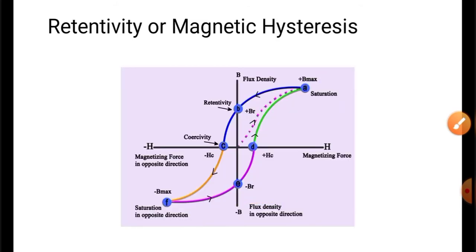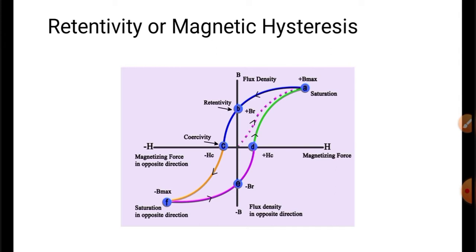Now we will see retentivity of magnetic material. When the magnetic material is placed in the external magnetic field, the electrons inside the material change their position towards the magnetic field. When we remove the external magnetic field, some magnetism is still present in the material and it is called residual magnetism. This property of the material is called retentivity.